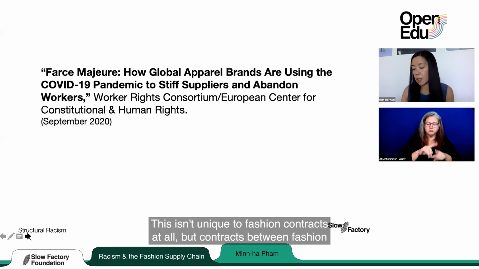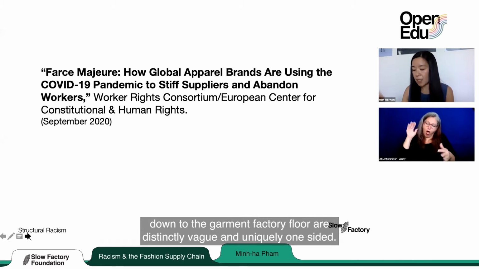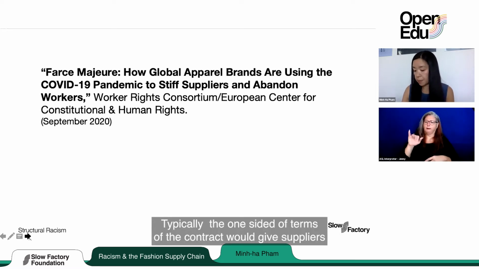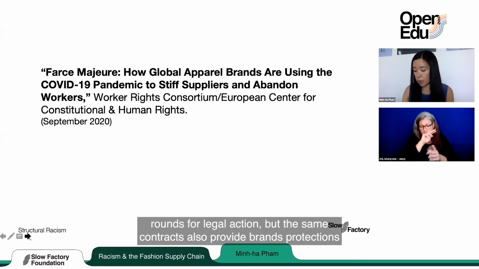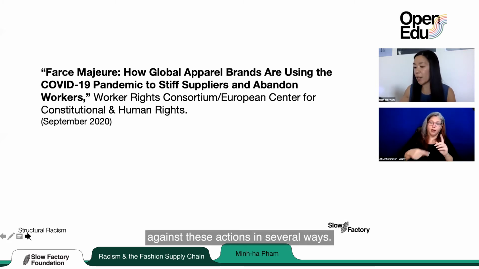But contracts between fashion brands and their many subcontractors and their subcontractors, all the way down to the garment factory floor, are distinctly vague and uniquely one-sided. These contracts provide brands with the exclusive right to invoke force majeure. Typically, the one-sided terms of the contract would give suppliers grounds for legal action. But the same contracts also provide brands protections against these actions in several ways.